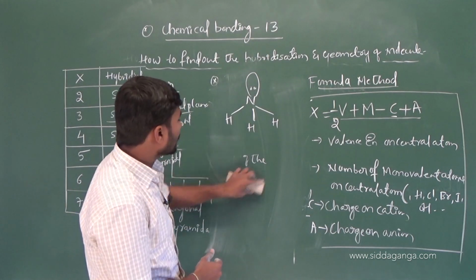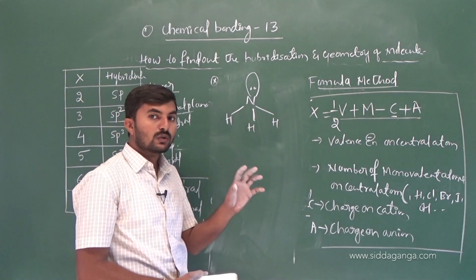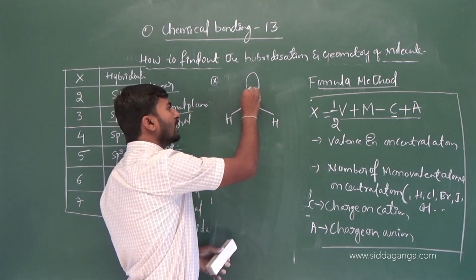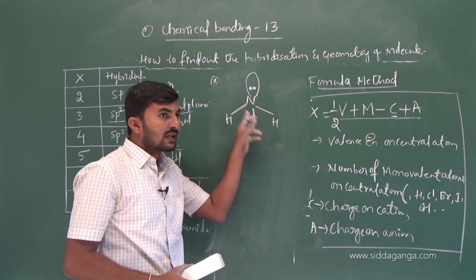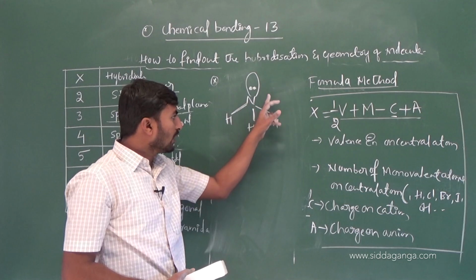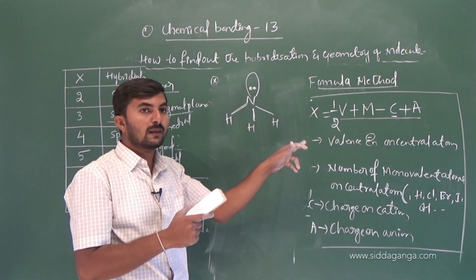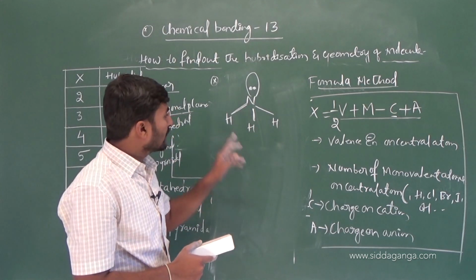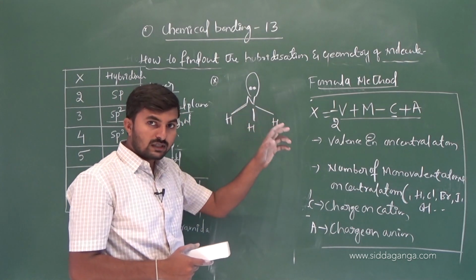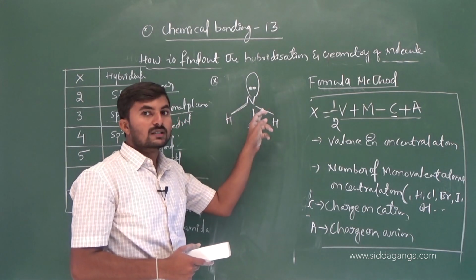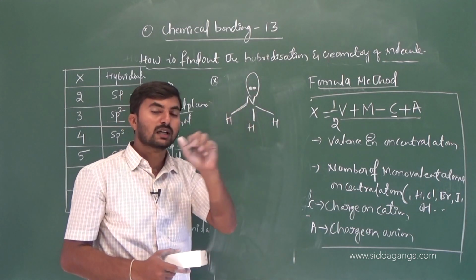But now, to differentiate between shape and geometry: the geometry of the molecule includes both the lone pairs of electrons and the bond pairs of electrons around the central atom. Suppose the structure is explained on the basis of only the bonded pair electrons, only the number of atoms attached to the central atom, not the lone pairs of electrons. We call that the shape.